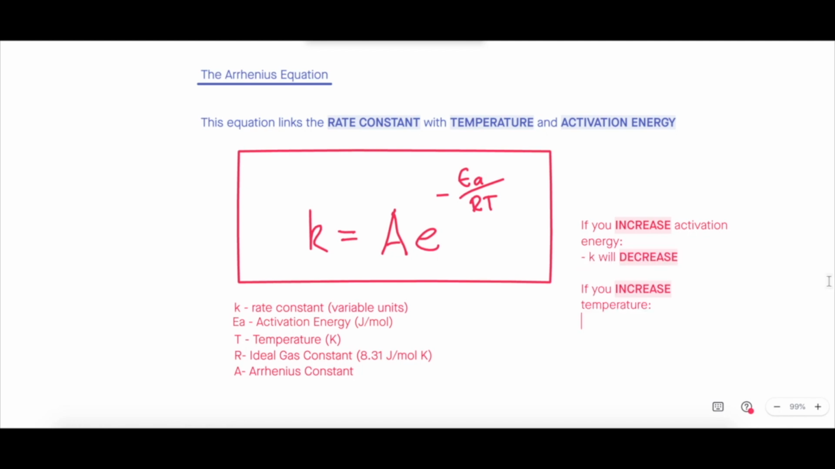And inversely, if you increase temperature, think again, temperature is at the bottom of the fraction. So if you make that bigger, the fraction is going to get smaller. But because it's to a negative power, if it gets smaller, the whole value is going to get bigger. So k will increase, which again is something you would expect. If you increase the temperature of a reaction, the rate of reaction should also increase.